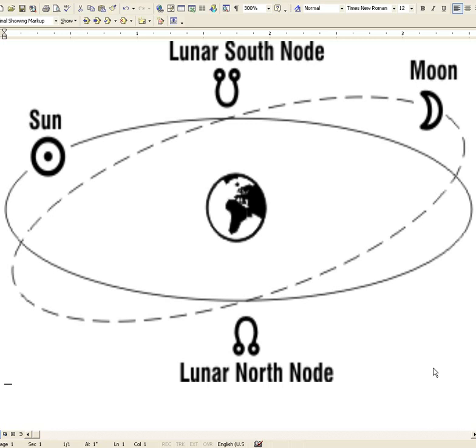There's a lot of controversy out there as to whether to use the true node or the mean node. Back in Gann's time, remember Gann died in 1955, they didn't have the capability to compute the true node down to the precision of what it is today. Therefore, they had to use the mean node. The true node produces much more accurate results.